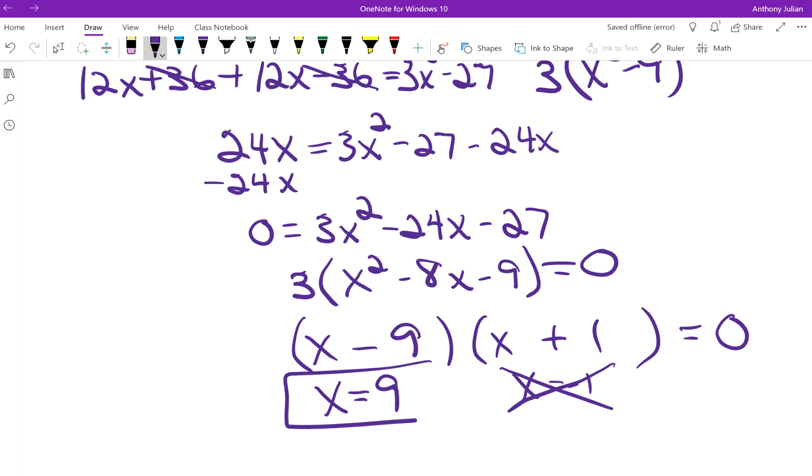So my solution for that is when the rate of the water in still water is going to be 9 miles per hour. The rate of the boat in the still water is going to be 9 miles per hour.